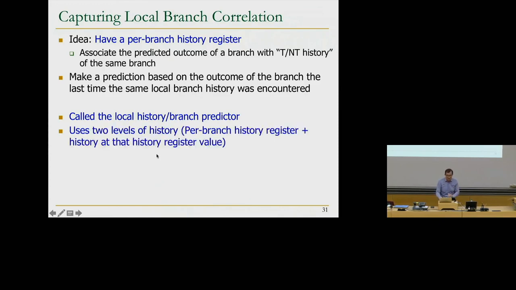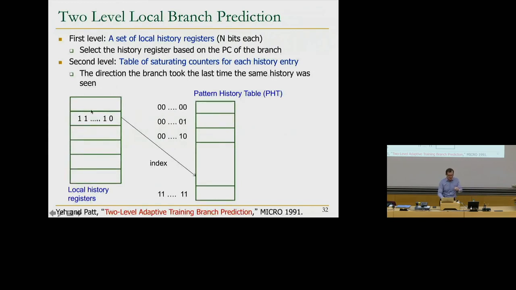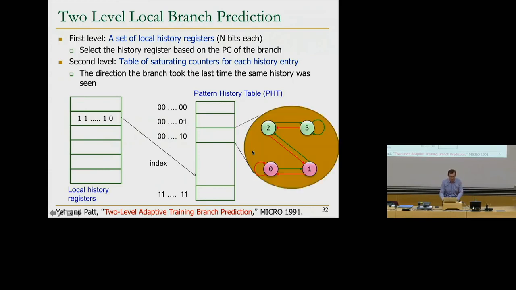Again, it uses 2 levels of history. The first level is per branch history register, and the second level is the history at that history register value. If you see this branch again, and if you have the same history, what did you do last time? If you exited the loop, that's great, exit the loop again. And it looks like this, basically. Very similar, except instead of having a single global history register for all branches, this is local history registers that you have on a per branch basis. Each of them is for one single branch. And the second level is a table of saturating counters for each history entry, and you should have it for every single branch also separately, but I'm not going to go into that in detail over here.